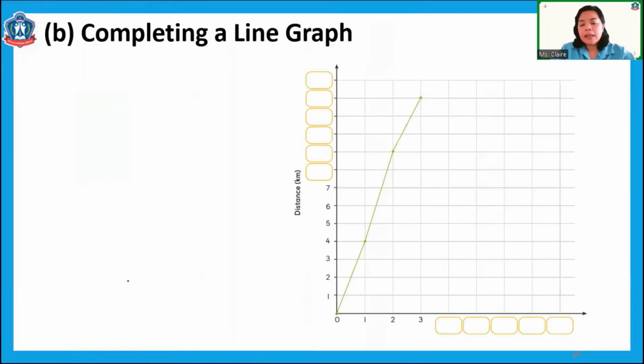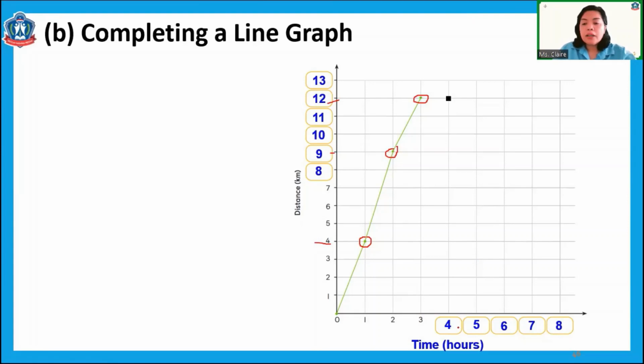So in this line graph, there are some missing data. Let's complete the hours. So let's make it until 8. It's okay. Then the distance in kilometers. Okay, remember, starting point is still 0. After 1 hour, he hiked 4 kilometers. After 2 hours, he hiked 9 kilometers. Okay, after 3 hours, he hiked 12 kilometers. This is 4 kilometers, 9 kilometers, and 12 kilometers.